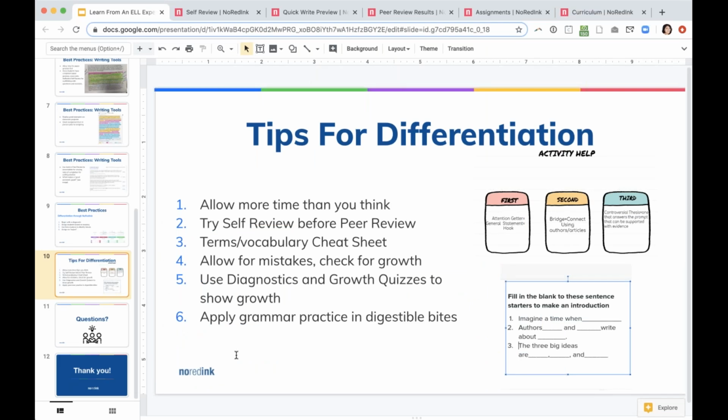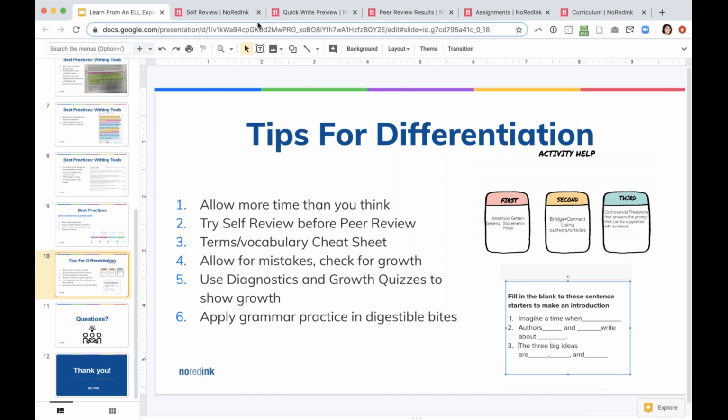The last tip I have there is it's very important to start with something that the students can digest a little bit. If you throw an essay at them, they become overwhelmed. Even a paragraph, they become overwhelmed. But if you start with something very digestible, for example, identifying verbs, then you assign a grammar practice based on that.